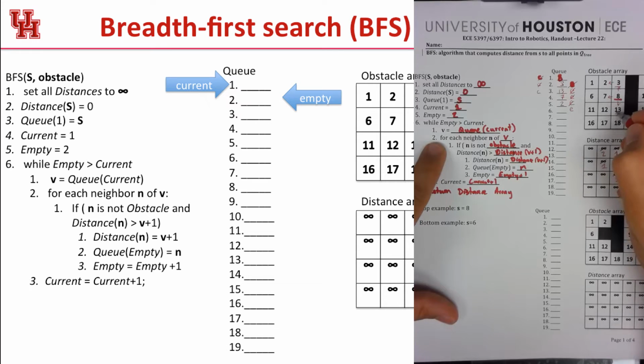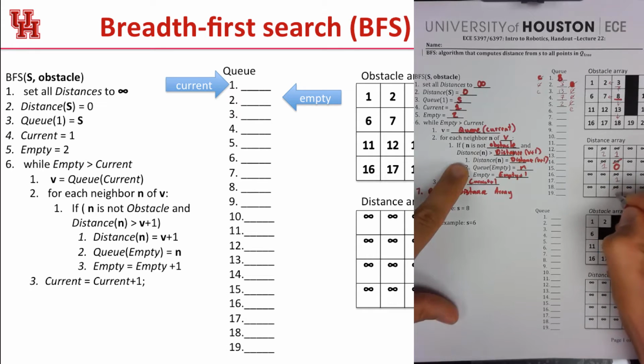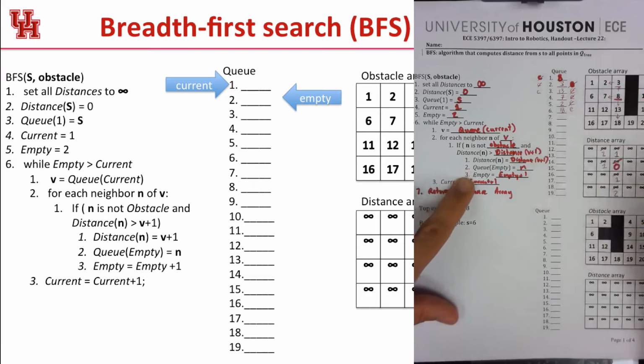And so I'm looking at 13. I'm going to look at each neighbor of 13. I'll start above it. This is not an obstacle, but it's more expensive to visit there. This is an obstacle. 18 is not an obstacle, and infinity is greater than 1 plus 1. So I can visit that one from here. And so the first thing I do is I set its distance to be 1 plus 1. So it'll be 2. And I'm going to put it into the empty queue. I'll put 18 there. And then I'm going to increment my empty pointer. Ta-da!